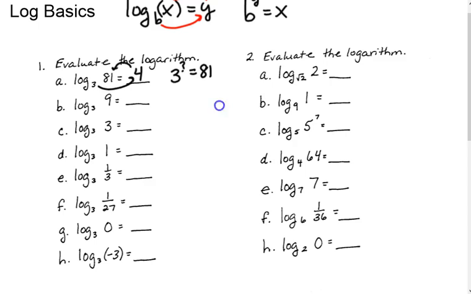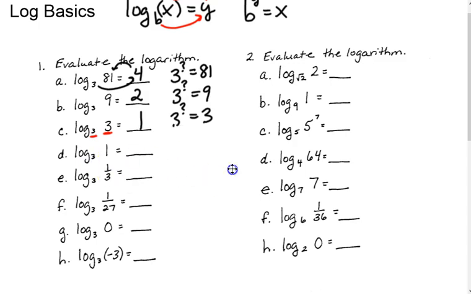Okay, the next one. 3 to what power gives me 9? That's probably pretty easy for you. That's 2. The third one, 3 to what power gives me 3? Well, that's 1. So I want you to notice whenever the base and the argument of the log, or the number that's inside the log, are the same, the log is always going to equal 1.